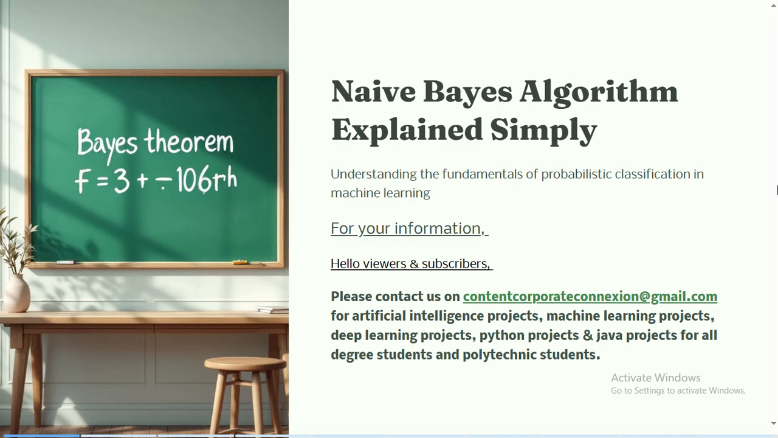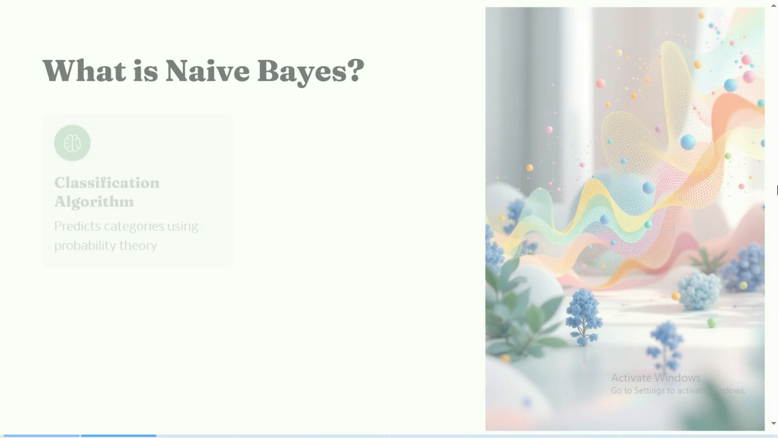Hello everyone and welcome back to the channel. In today's video, we are going to understand the naive Bayes algorithm explained simply, step by step, in a way that even complete beginners can understand. We will explore what naive Bayes is, how Bayes theorem works, why the algorithm is called naive, real world applications, advantages and limitations. By the end of this video, you will clearly understand how naive Bayes works and why it is one of the most widely used algorithms in machine learning. So let's begin our journey.